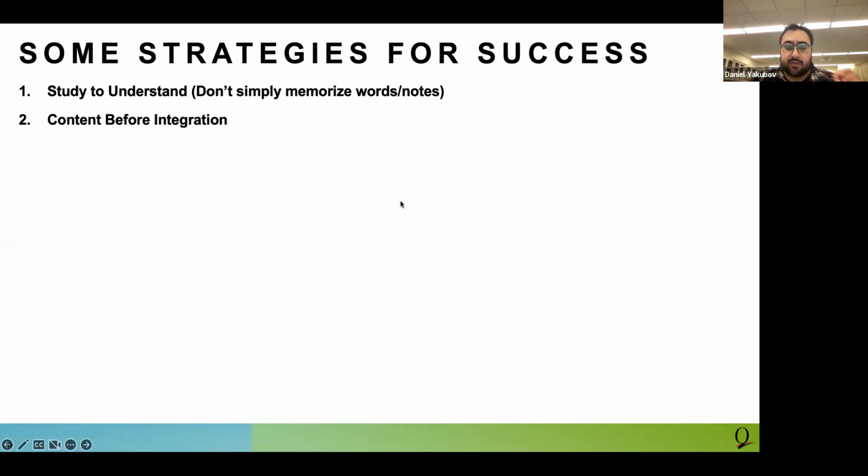Content before integration. So again, you want to make sure that you are studying in such a way where you understand the material before you start to integrate it into your examples, or before you start to think about larger processes or larger examples, or whatever it may be.